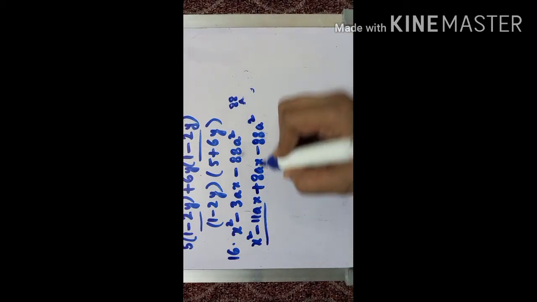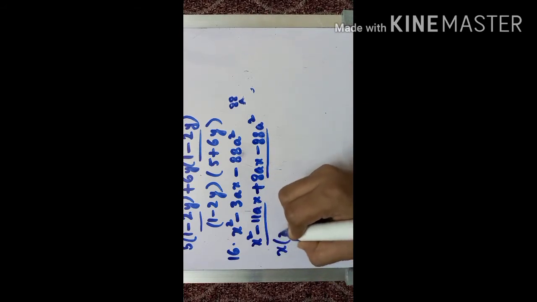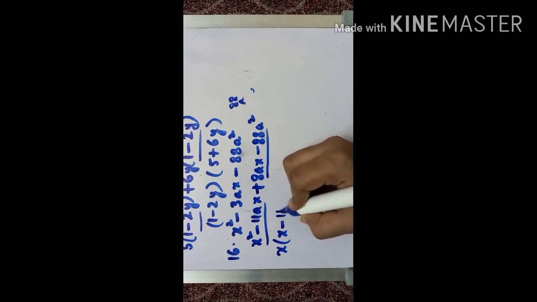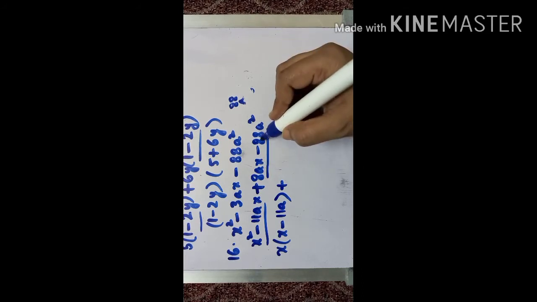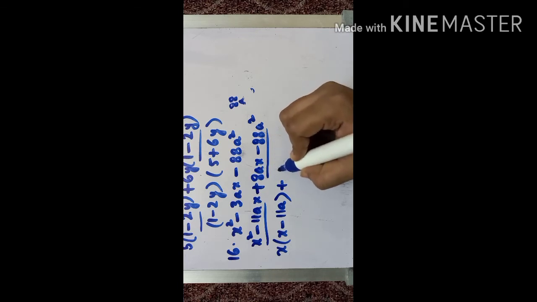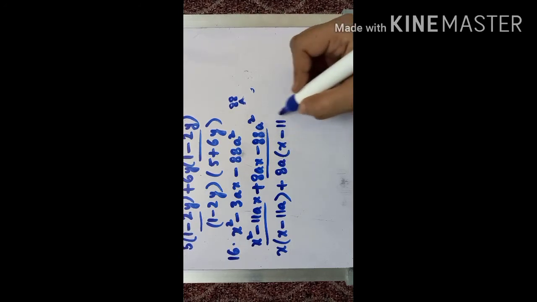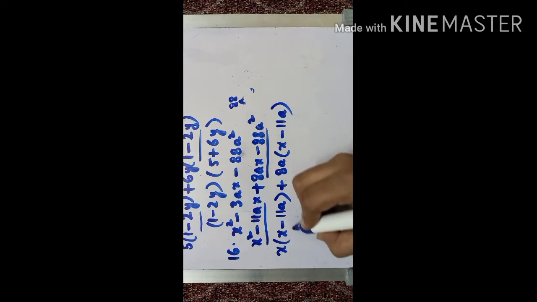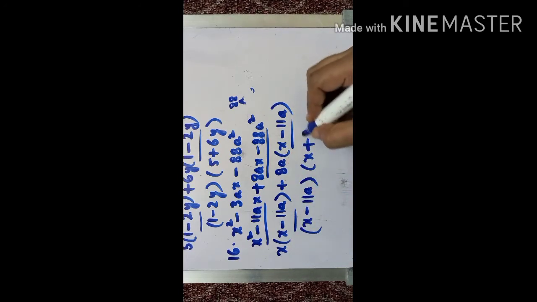So here you can take two terms like this and take common. Your x is there, then x is remaining minus 11a. Already this x we have taken, then plus here 8ax and here 88a square. So 8 also you can take common, and a also. 8a, then x is remaining minus 11, 8 11s are 88, then a into a will be a square. So x minus 11a times x plus 8a.